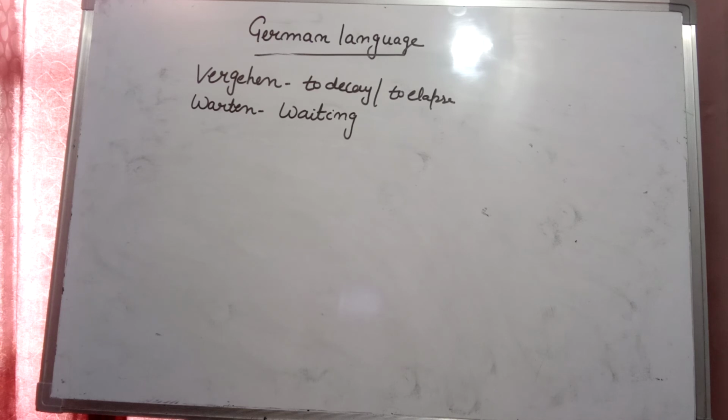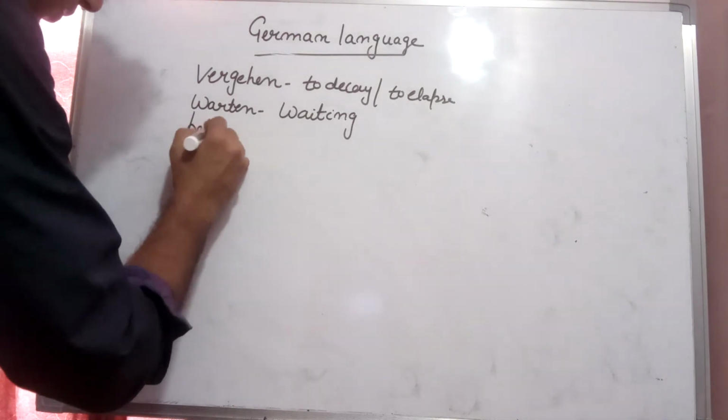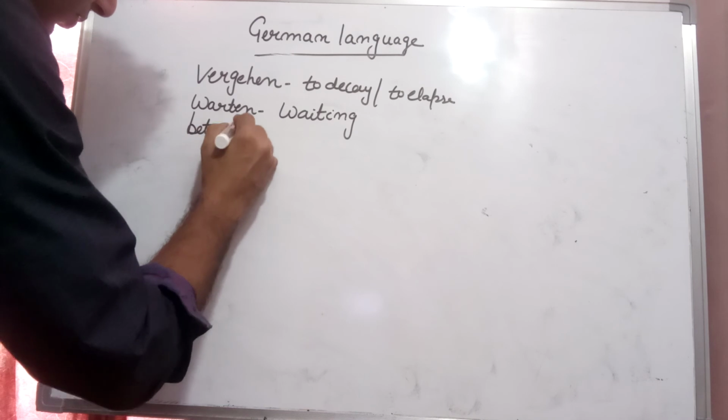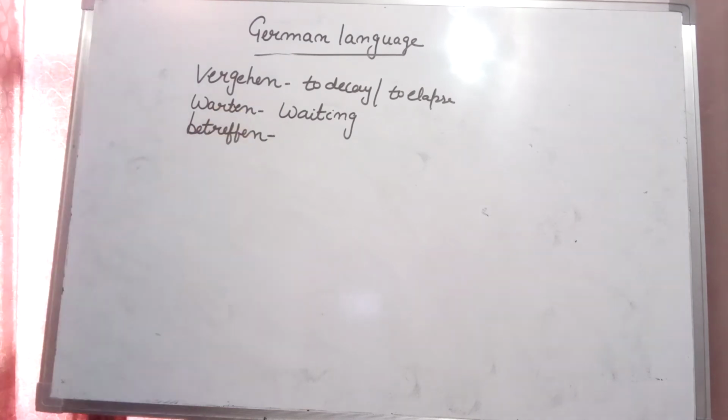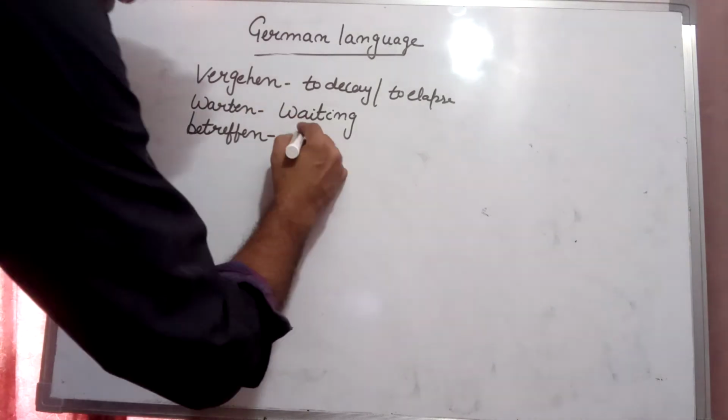The next verb is to wait. If you're waiting for someone, you can use the verb warten. The next we have is betreffen. Betreffen is basically to affect, to concern.